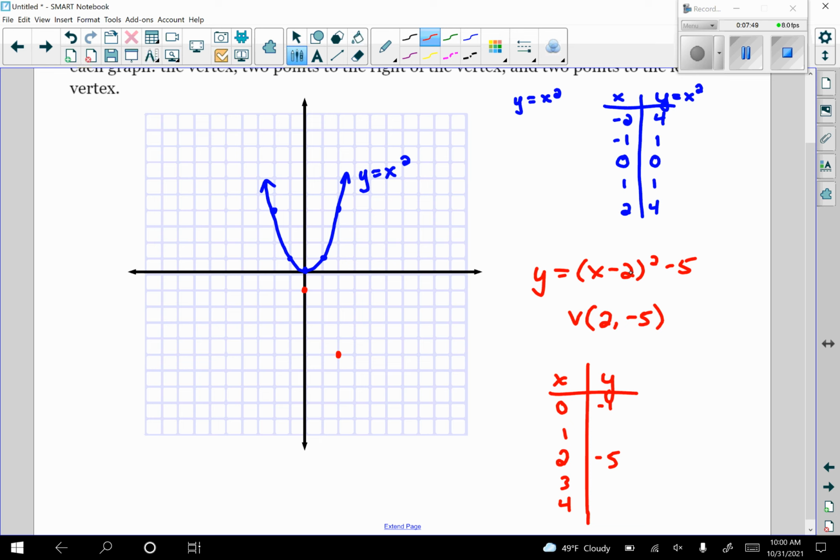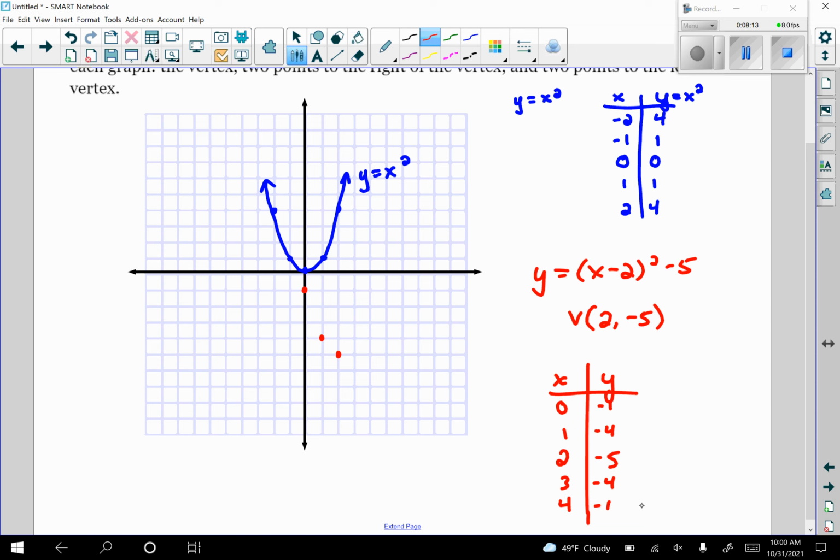1 minus 2 is negative 1. Negative 1 squared is 1. 1 minus 5 is negative 4. If you look here from the vertex, like I counted over 1, up 1. And then to get to this point, I counted over 2, up 4. Now this should be symmetric, so I should get another negative 4 here, because 3 minus 2 is 1. 1 squared is 1. 1 minus 5 is negative 4.